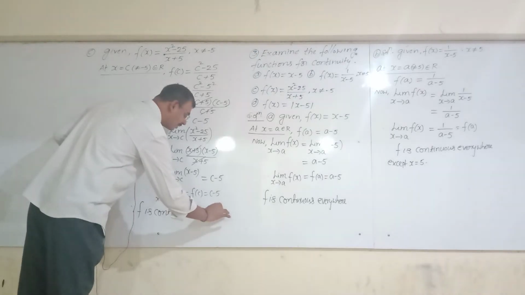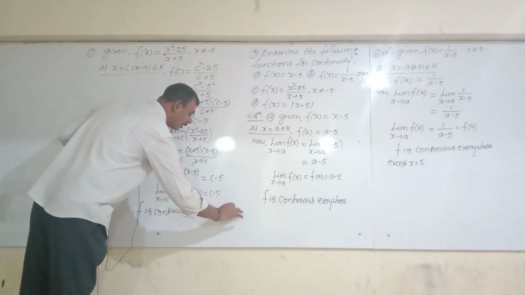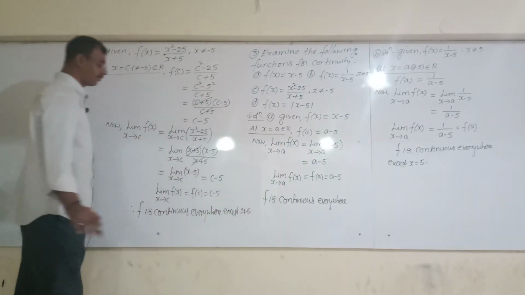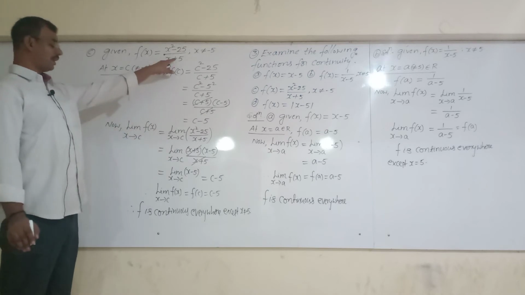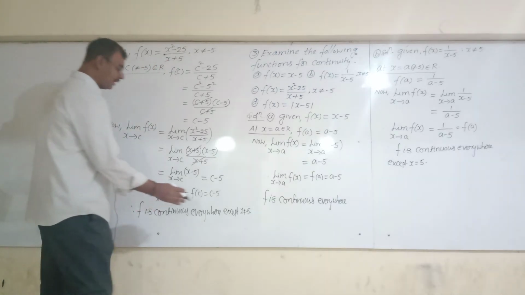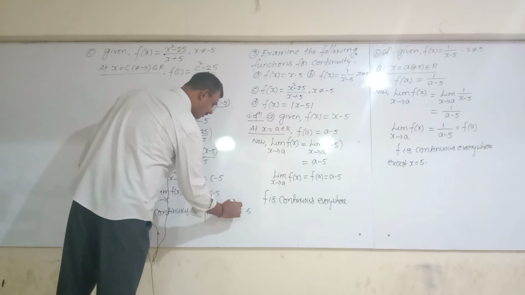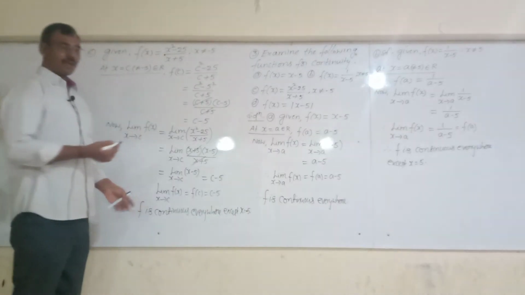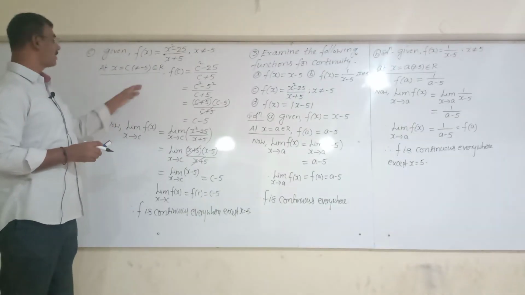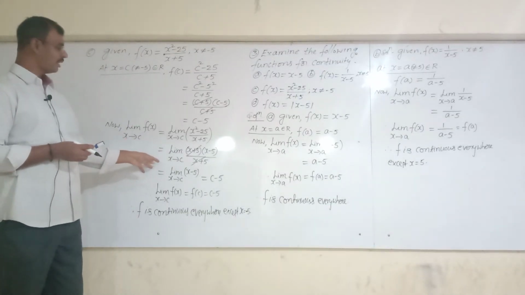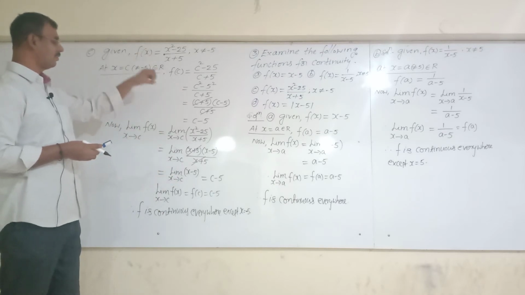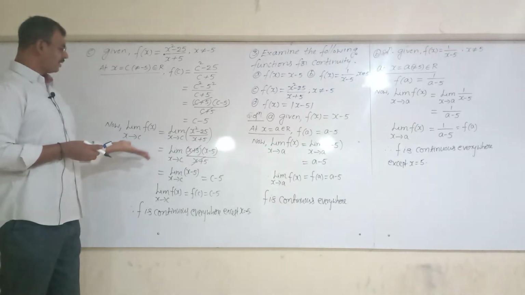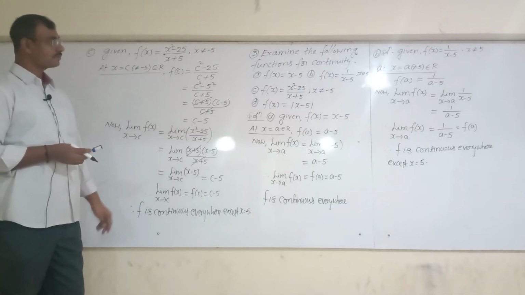Except x equal to minus 5. Reminding that for all real numbers except minus 5, it is a continuous function. Except minus 5, it is continuous everywhere. Okay, whatever you do, questions are done like this only.